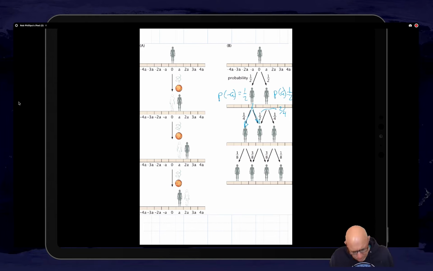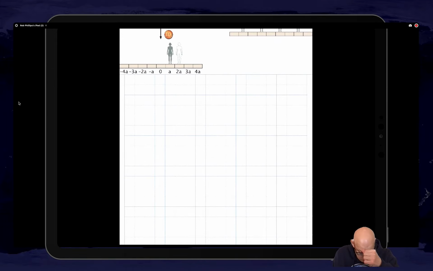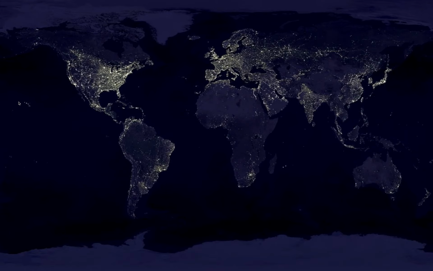So what I propose to do here is that maybe we can try to make a table, and in this table, what we're going to do is figure out the relationship between number of steps. So that's my first column, and then average position, and that's my second column, and then average x squared in the third column.